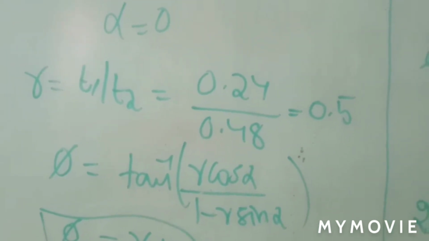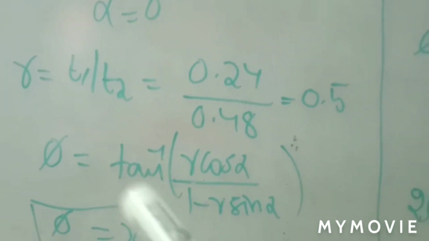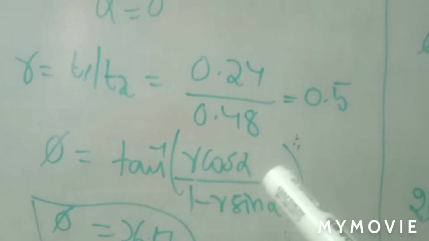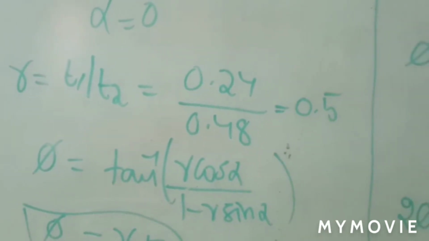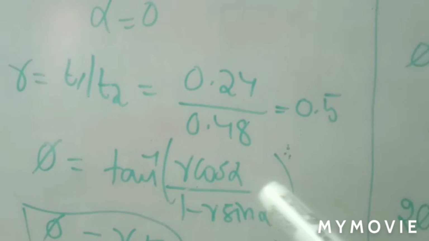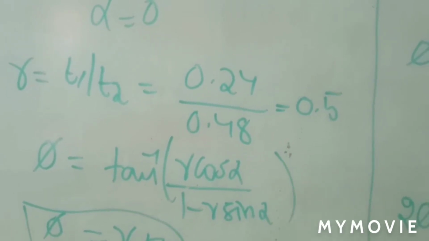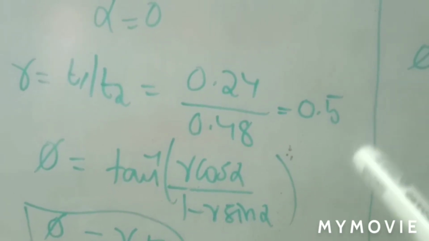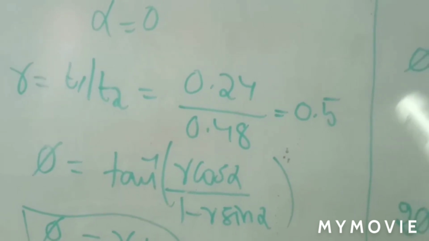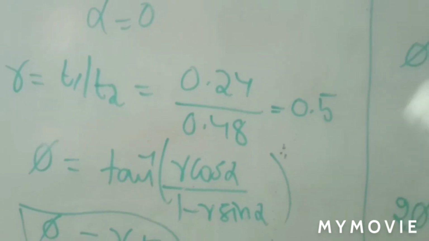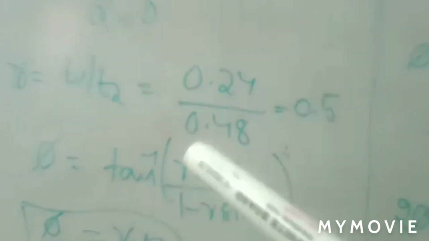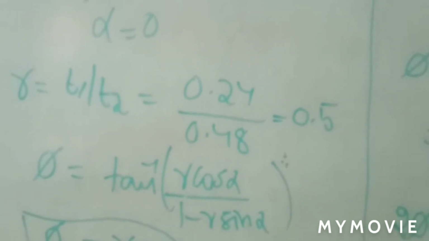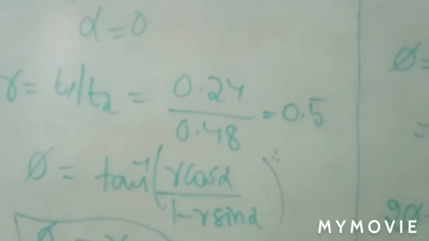This is the formula. First note down the formula, that is very important. Remember the formula, identify the formula that is suitable for your problem. So phi equal to tan inverse of r cos alpha by 1 minus r sin alpha. Here the alpha value is already given in the data itself, alpha equal to 0 degrees. Now what about the r value? R is the chip thickness ratio.